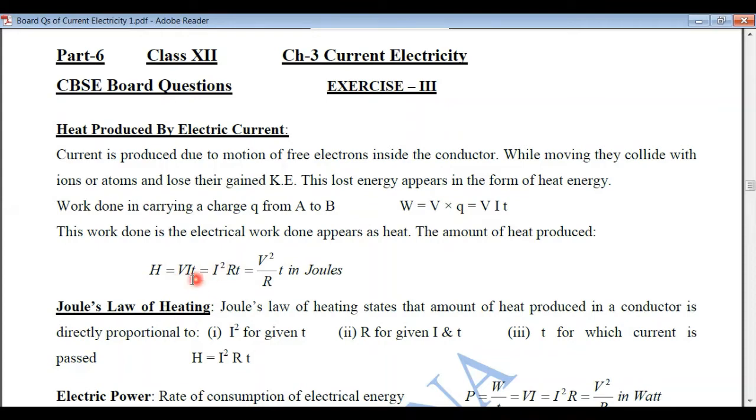Okay, in terms of I, R and T, that is V has to be eliminated, and we know that V is equal to I into R. So it can be given by I square R into T. Or if I has to be eliminated, we know that I is equal to V upon R, so I square will be equal to V square upon R square. So it is equal to V square upon R into T. Okay, and this heat energy will be in joules.